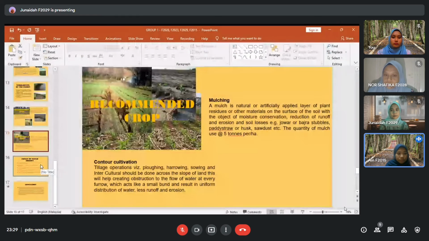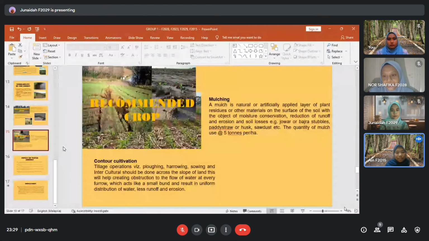And fourth, contour cultivation. Tillage operations with ploughing, harrowing, sowing and interculture shall be done across the slope of land. This will help create obstruction to the flow of water at every furrow, which acts like a small bund and results in uniform distribution of water, less runoff and erosion.